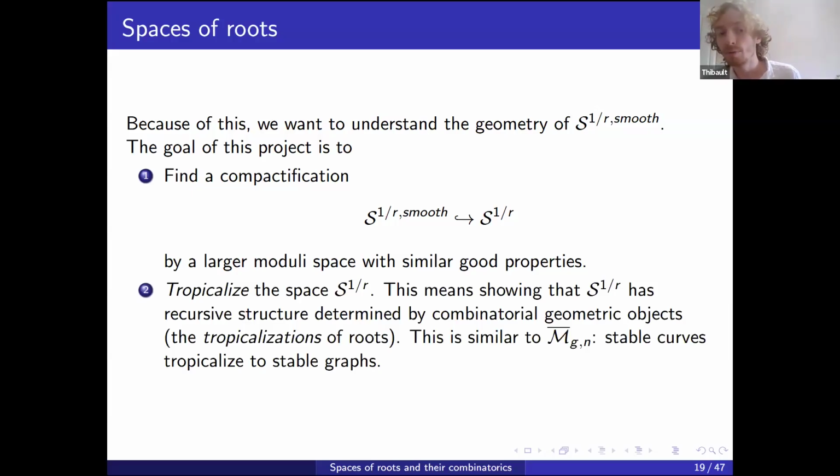And then we want to tropicalize it, and this means exhibiting a recursive structure. So the same way we did it with M̄_{g,n} and with stable graphs, we want to show that this space of roots has some recursive structure at the boundary, which is guided by some combinatorial objects. We want to be able to name a bunch of discrete geometric invariants analogous to stable graphs, such that the collection of these invariants packages the recursive structure of the boundary.